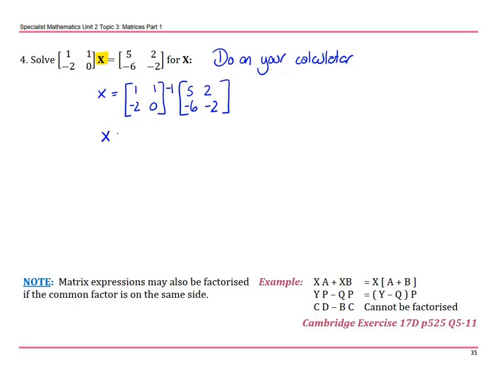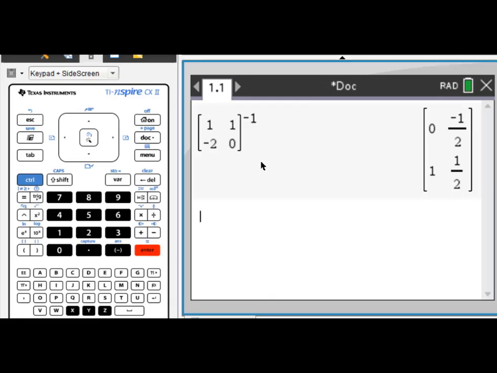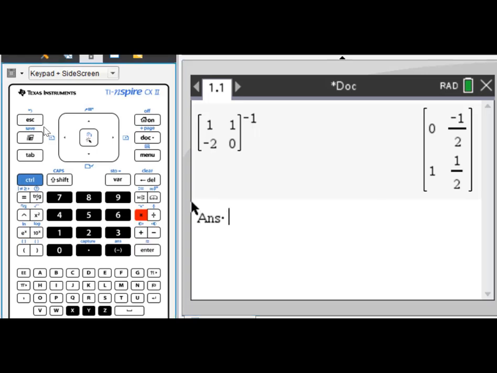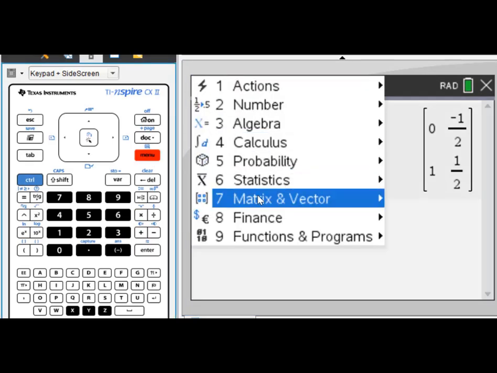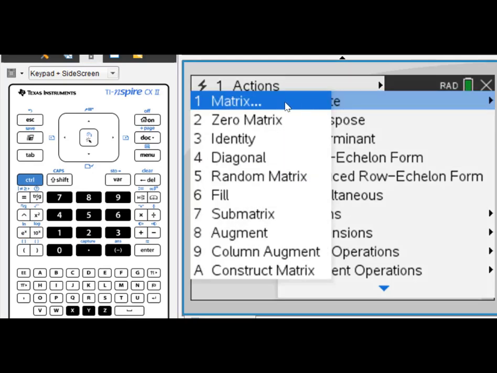So now we have that x equals 0, negative a half, 1, a half, times 5, negative 6, negative 2. Go to our calculator again and multiply those two matrices. Now we're multiplying that inverse matrix by our other matrix. So it's another 2 by 2.